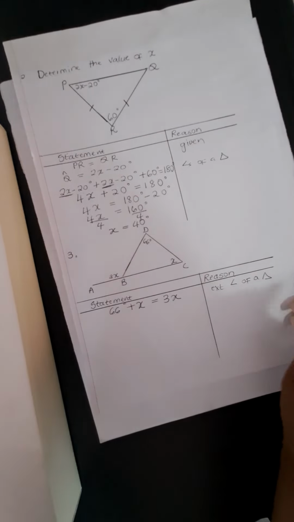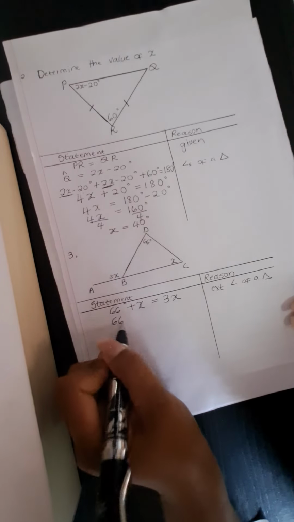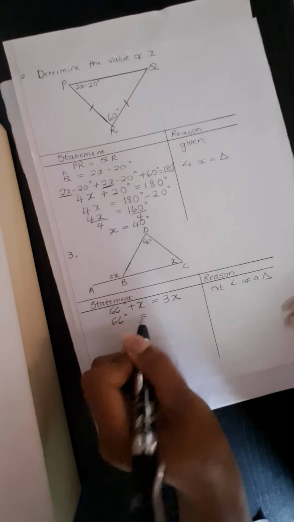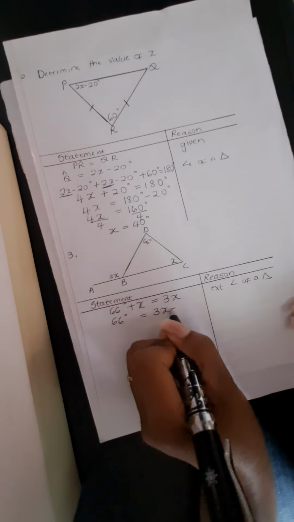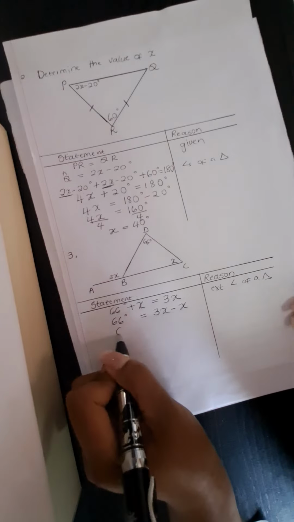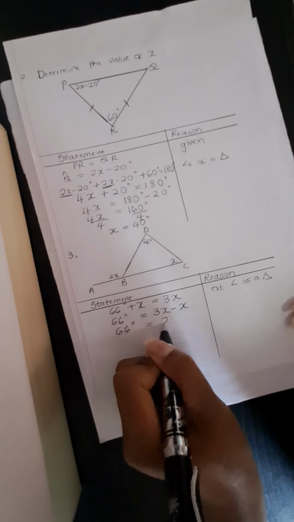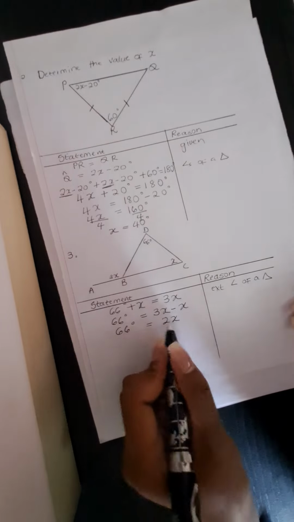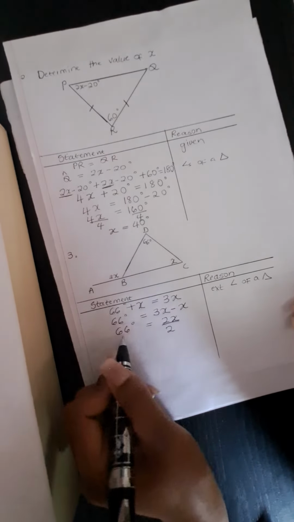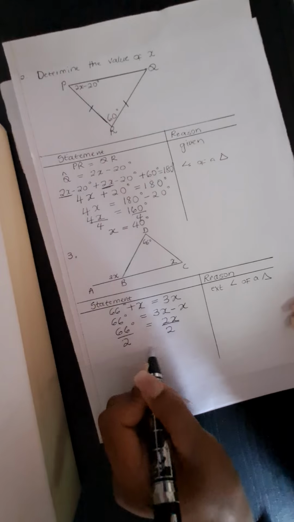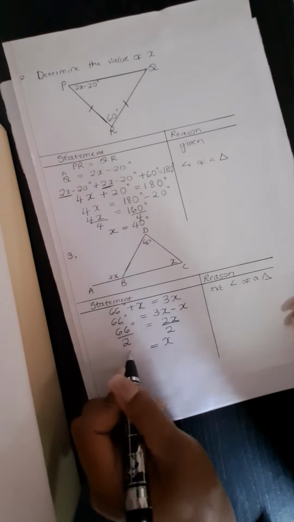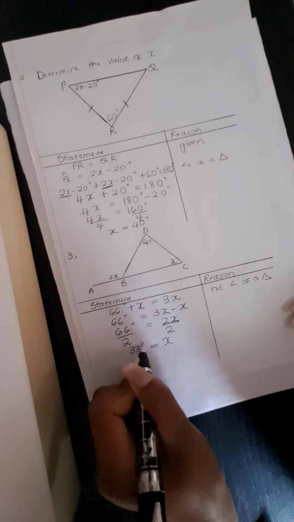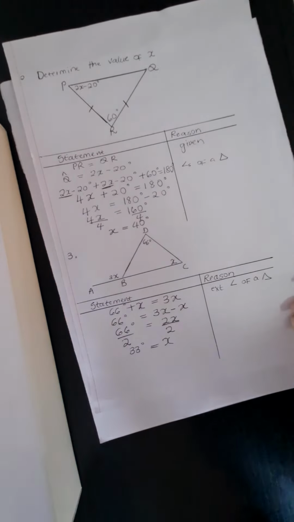You can solve for x. You bring down 66 degrees as it is equals to 3x. You transpose x to your right hand side, you're having negative x. Then 66 degrees is equals to 2x. Get rid of 2 by dividing by 2. What we do on our left, we also do on our right hand side. X will be 33 degrees. That's our answer for number 3.